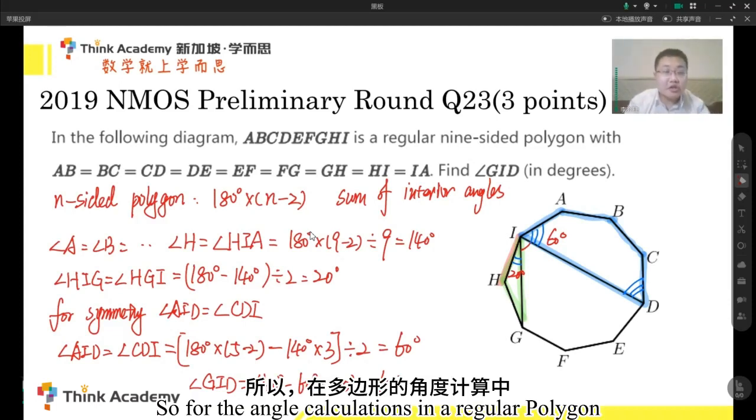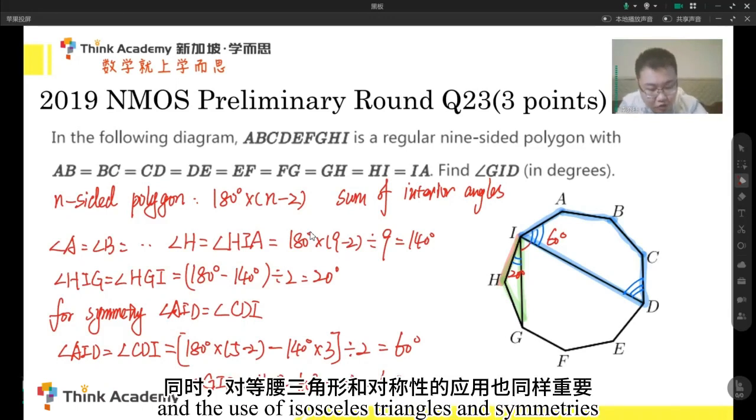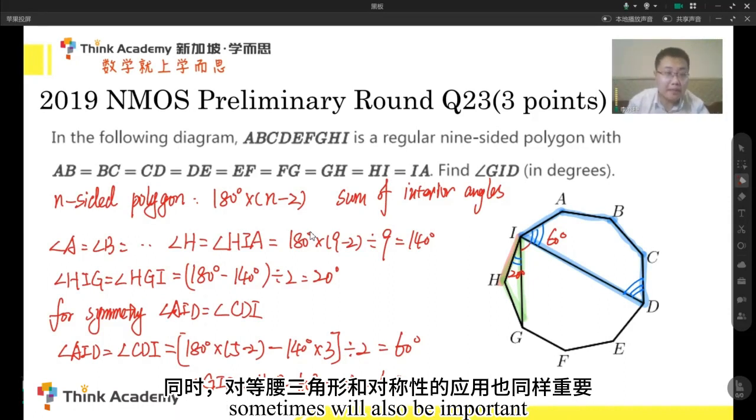So for the angle calculations in a regular polygon, it is always very important to calculate each angle of this regular polygon. And the use of isosceles triangles and symmetries sometimes will also be important.